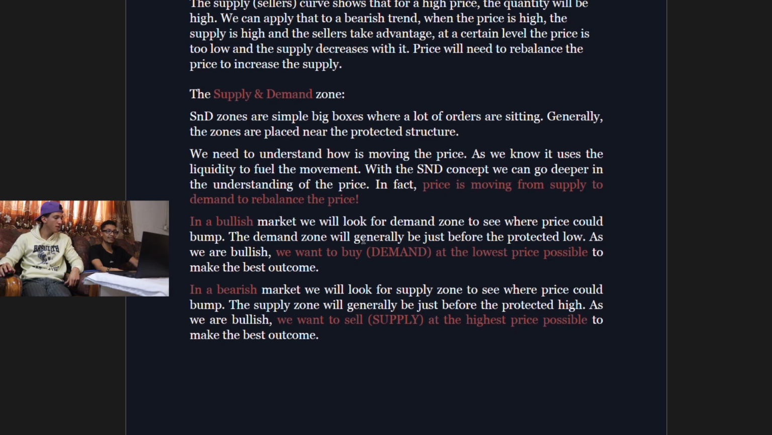Okay. In a bullish market, we will look for the demand zone to see where price could bump. The demand zone will generally be just before a protected low, okay? As it's very bullish, we want to buy demand at the lowest price possible to make the best outcome. Okay, that's an important part.